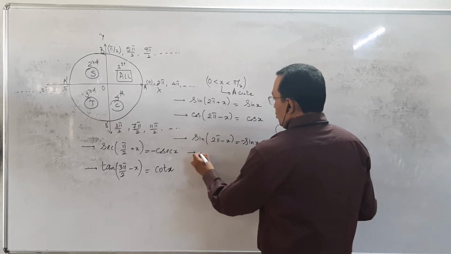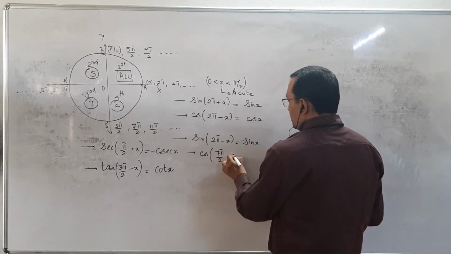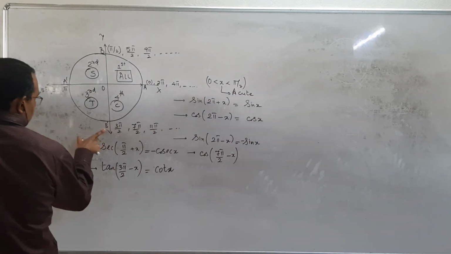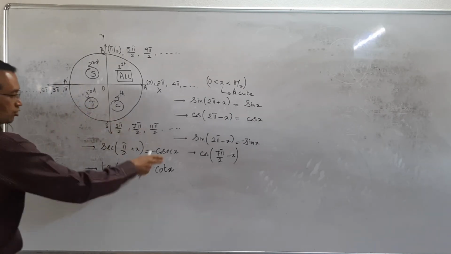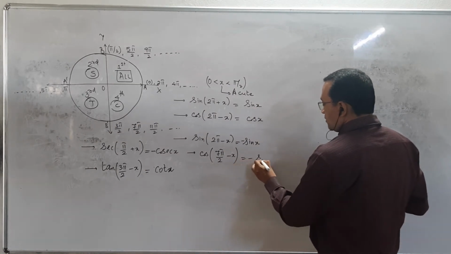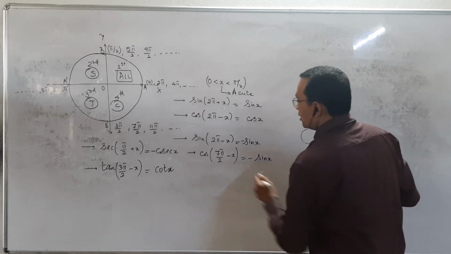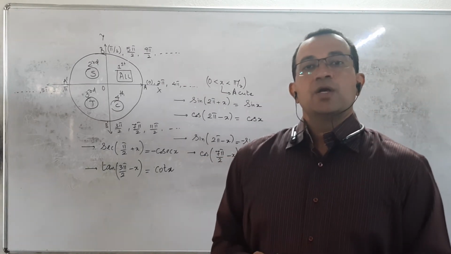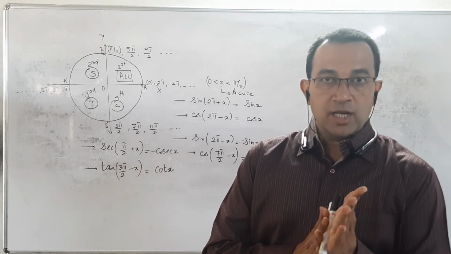Say one more. Cos of 7 pi by 2 minus x. Now again 7 pi by 2 falls at the b dash axis. Minus x, third quadrant. In the third quadrant tan and cot are positive, cos is negative. It is a multiple of pi by 2, so cos will change to sine. The negative sign is because in the third quadrant cos is negative. So you can do n number of sums of this formula.